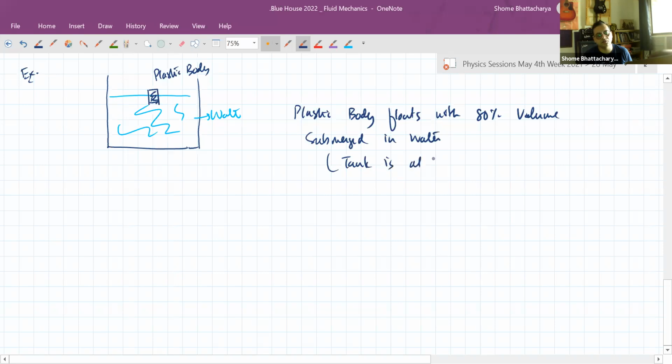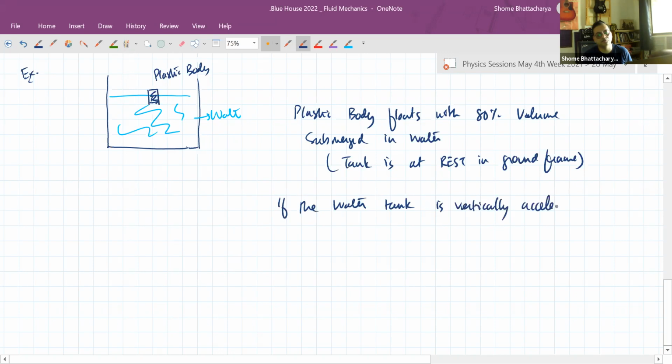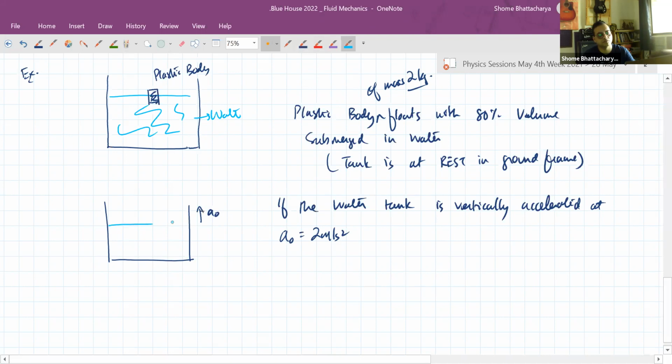The water tank is at rest in the ground frame. Now next, if the water tank is vertically accelerated, also the plastic body of mass 2 kg is vertically accelerated. So next thing we are doing this. You still have the plastic block. So it is vertically accelerated at 2 meters per second square.